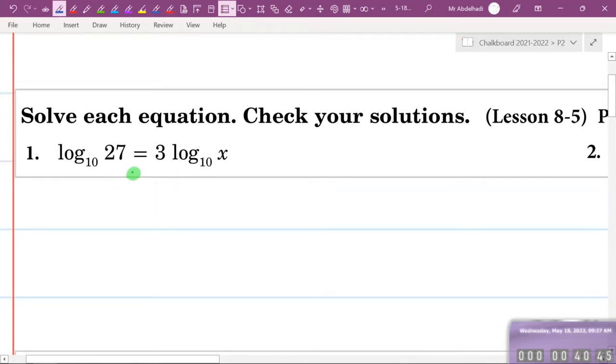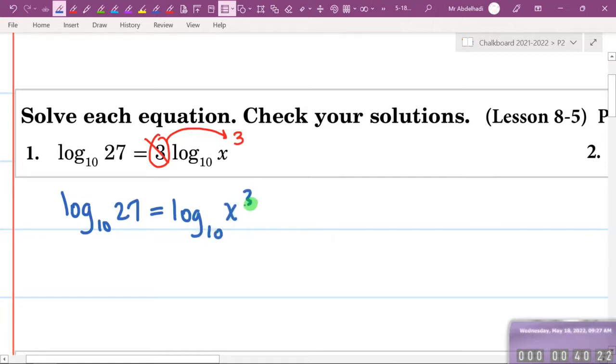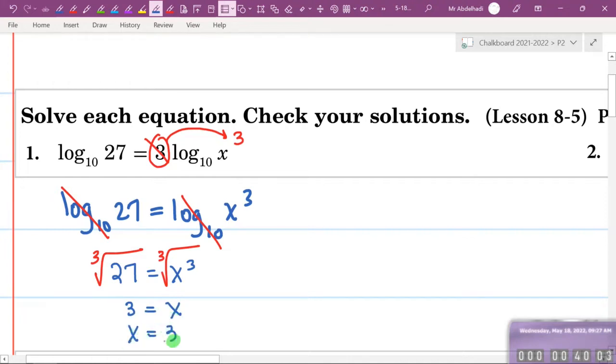Now for number 1, you got logs on both sides. They're both base 10, but you can't drop the logs because there's that 3 right here, right? You got to get this out of the way first. So the way to get this out of the way is to use the power property in reverse, bring that 3 up here, and then it's not here anymore, right? Once you do that, you have a log base 10 equal to a log base 10, and now you can drop the logs. So you get 27 equals x cubed. Well, we all know that 3 cubed is 27, so x is 3, but the way you get that is by cube rooting both sides, right? And you get 3 equals x. So x equals 3.